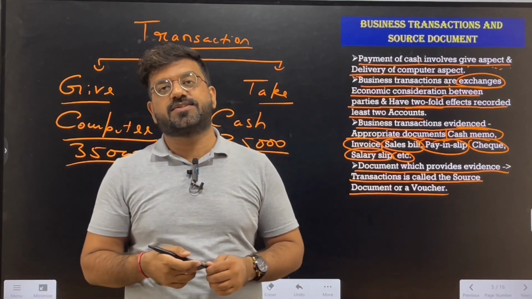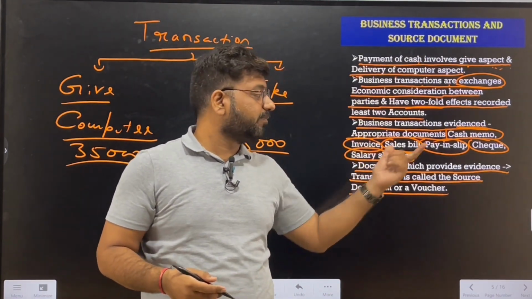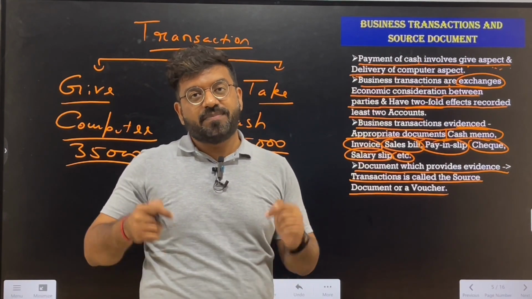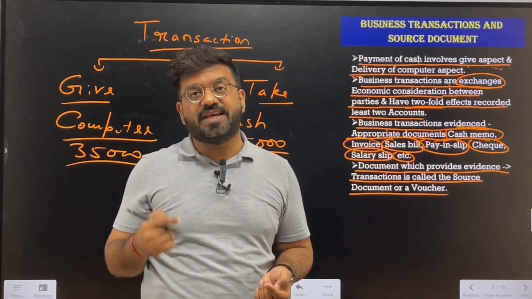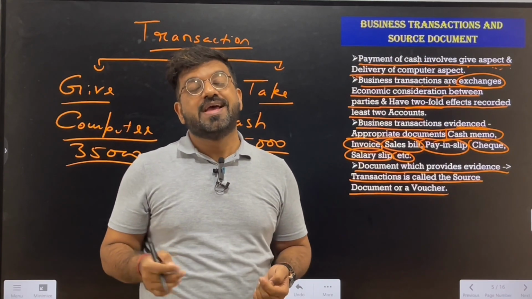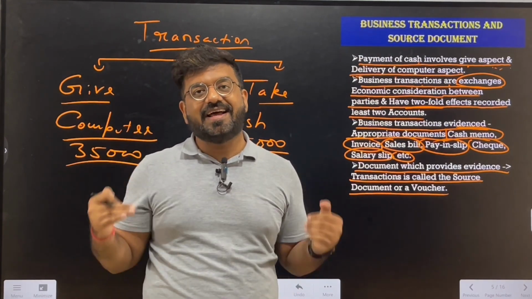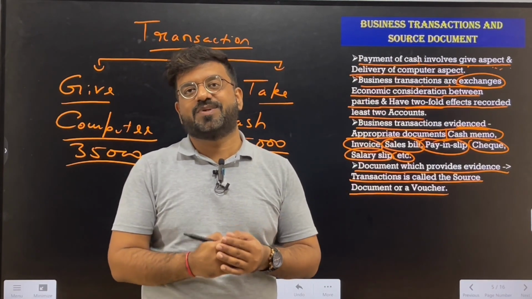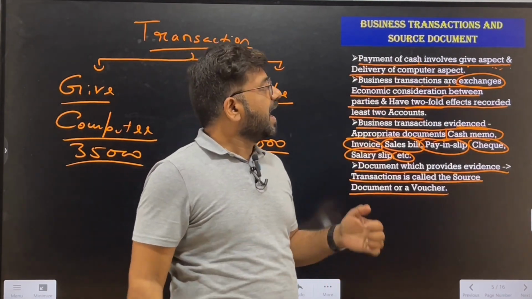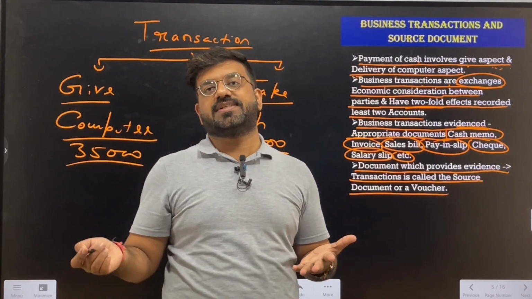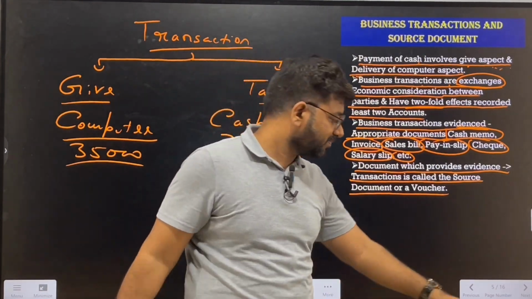Is that okay? Next, a document which provides evidence of transactions is called the source document or a voucher. As we just saw, those evidence documents are known as the source document, because from that only we will be able to record the journal entries. We will be able to record the transactions in our daily journal books. Okay, so this was basically how we identify the source document from which the transaction has to be recorded in the journal entries.